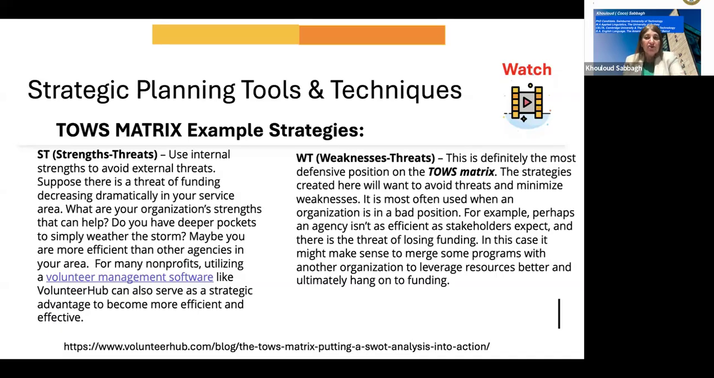For example, an agency isn't as efficient as stakeholders expect. Let's say you have a business and you have stakeholders who have put money in it, okay? And you are not delivering for the stakeholders. They're not getting what they want. Maybe you're not getting them any profit, and you are in the minus. And there is also the threat of losing your funding, right? So first of all, you are not efficient, you are not delivering, you are not productive, you're not making money inside, and there is the threat from outside of not getting any more funds. So in this case, it might make sense.